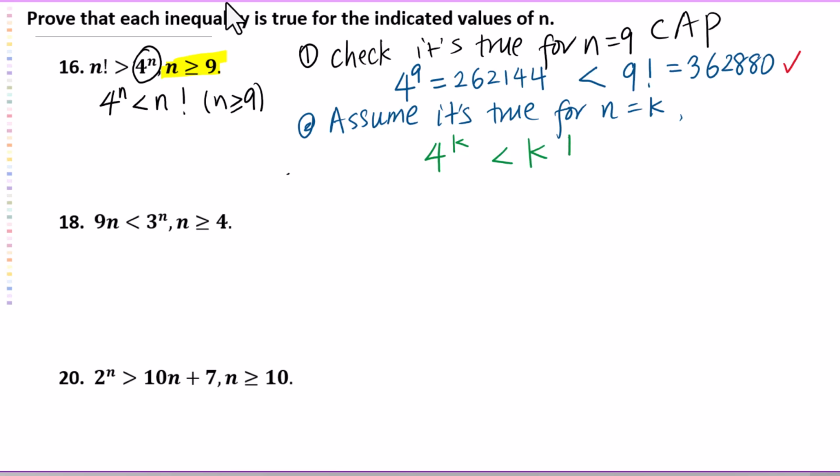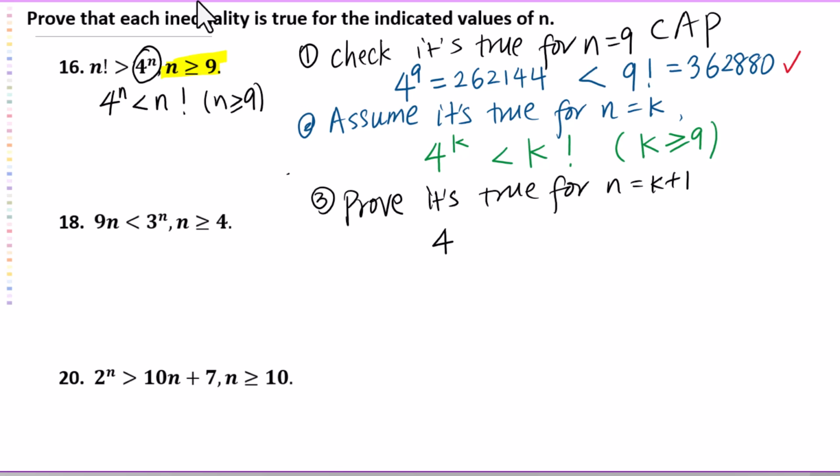Second step, assume it's true for n equals k, which is 4 to the kth power less than k factorial. You have to write down the domain for k. K is greater than or equal to 9. We want to prove it's true for n equals k plus 1, which is 4 to the power of k plus 1 less than k plus 1 factorial, k greater than or equal to 9.